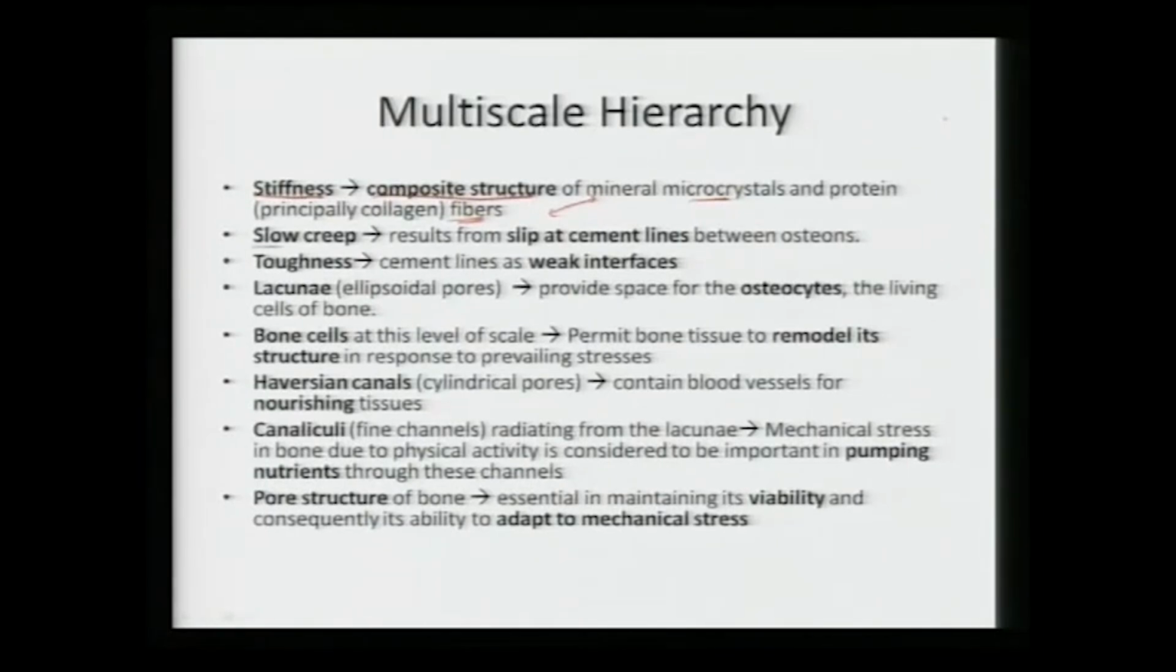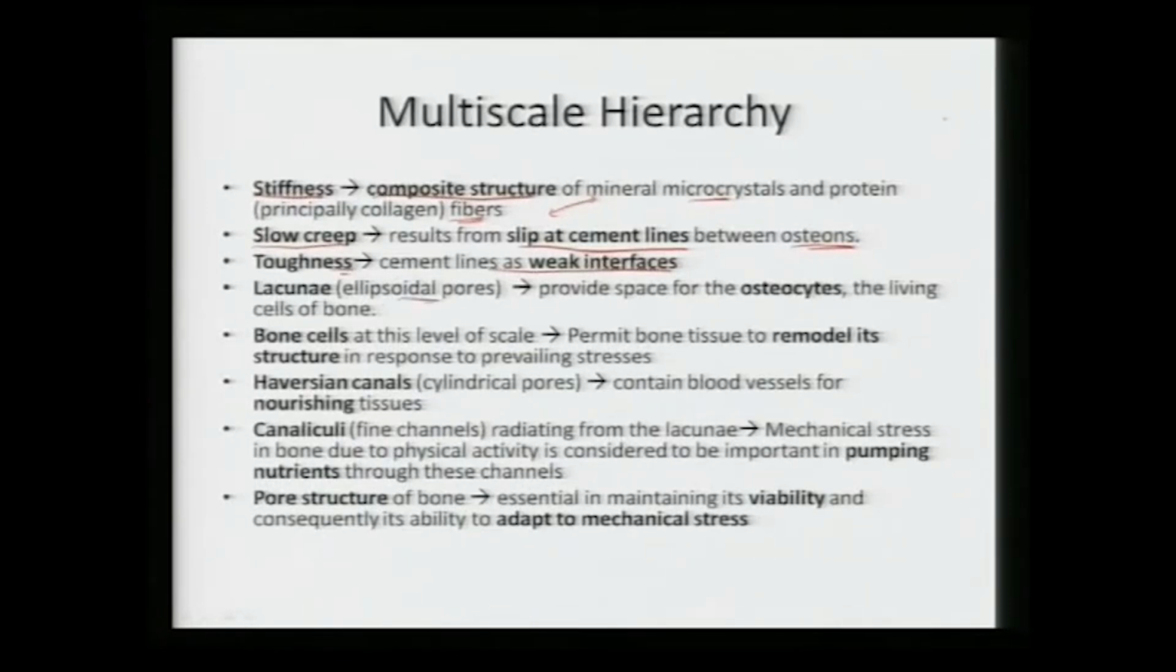We can obtain slower creep, because of the slip at the cement lines which are present between the osteons. So between the osteons we have a certain regime which is more like a cement line type of structure. So slipping at those areas can give us slow creep. Again, cement lines also work as weak interfaces. So upon any impact, they can absorb the shock, they can absorb the energy to give much more toughness.